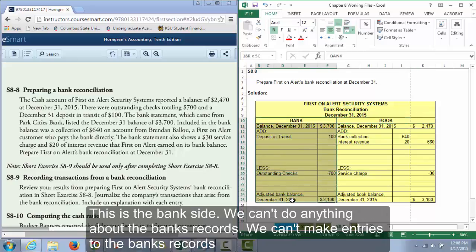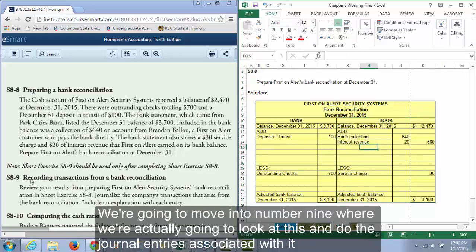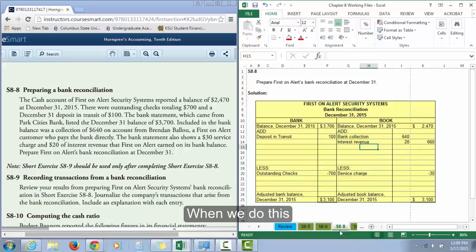This is the bank side, right? We can't do anything about the bank's records. We can't make entries to the bank's records, but we can for ours. So we're only going to make journal entries related to the items on our book side of our bank reconciliation, okay? So we're going to move into number 9, where we're going to actually look at this and do the journal entries associated with it, okay?